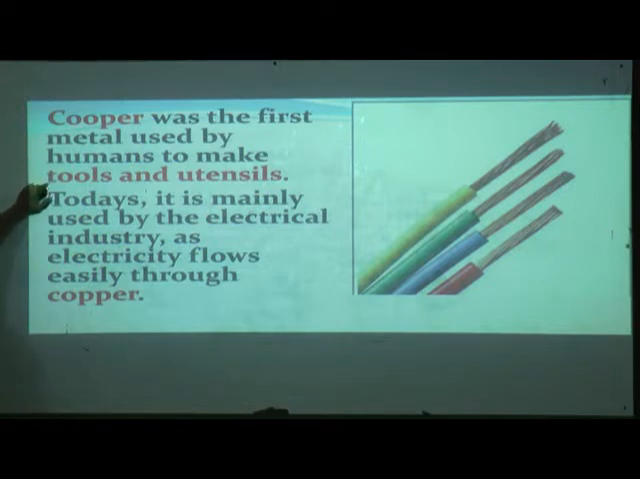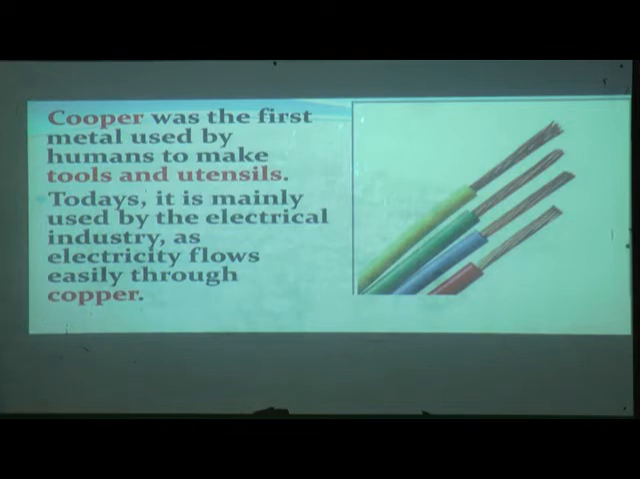It was used by humans to make tools and utensils, whereas we can find copper in a fan also, isn't it, and inside the wire also. Okay, we see the reddish color, that is copper. Nowadays we are drinking water in a copper glass, copper jug or tumbler, isn't it? Why? It is very good for health. Today it is mainly used in electrical appliances, electrical wires and industries, as electricity flows easily through copper.